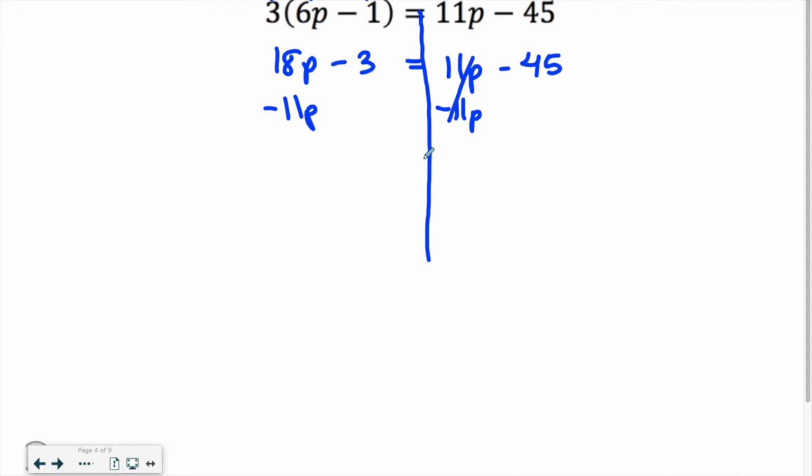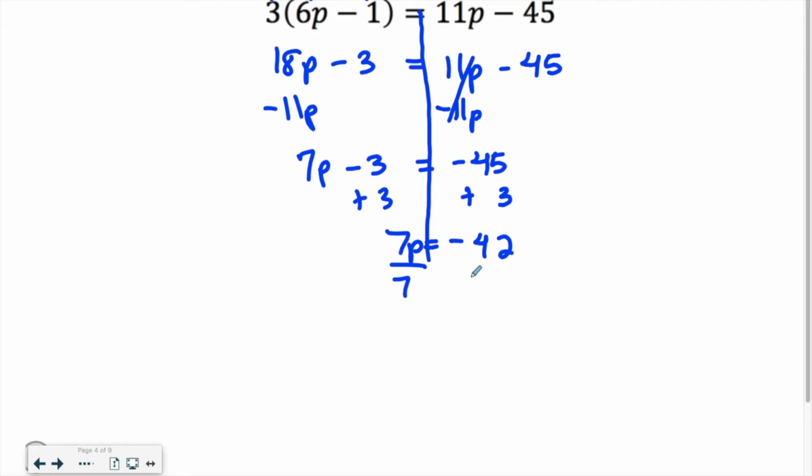These cancel out. You're left with -45. 18 minus 11 gives you 7p minus 3. Then we're going to add 3 to both sides, giving us 7p equals -42. Then when you divide by 7, you get p equals -6.